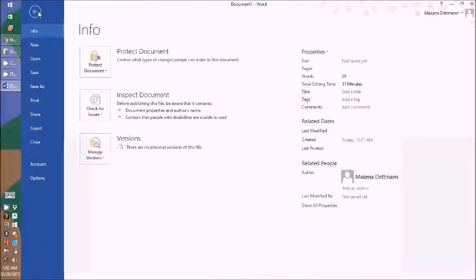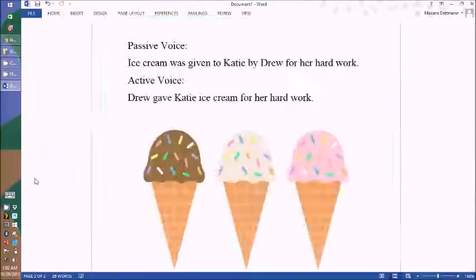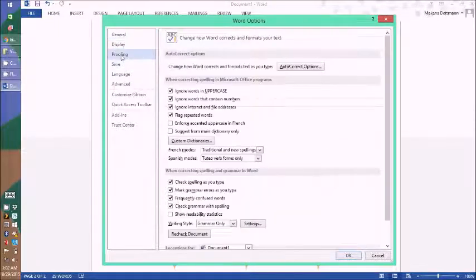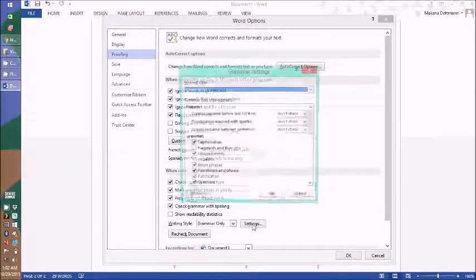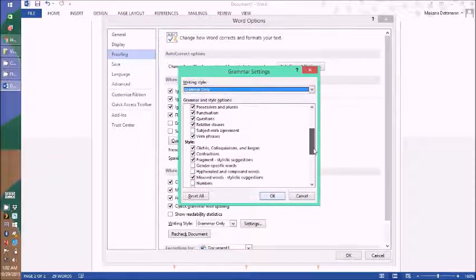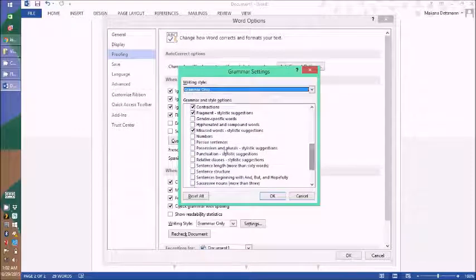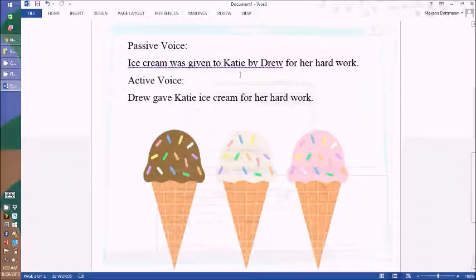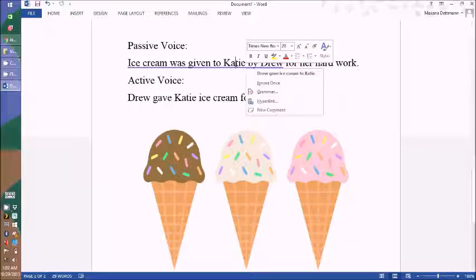Go to File, click on Options, go to Proofing, Settings, scroll down to the heading that says Style, and click on Passive Sentences. See? Word identified the passive voice in our example. If you right-click on the identified portion, Word will suggest a way to fix it.